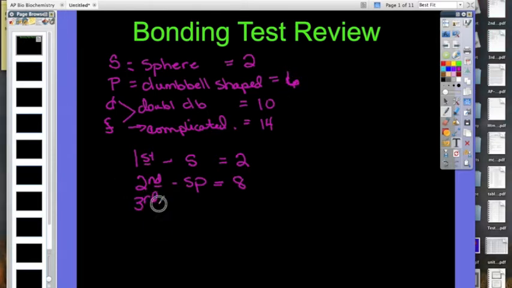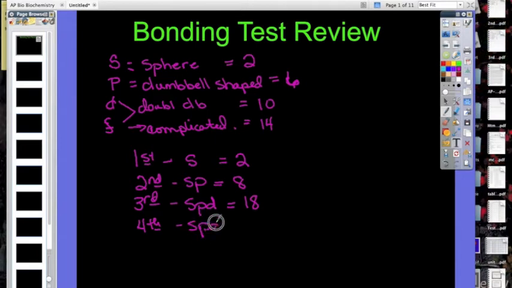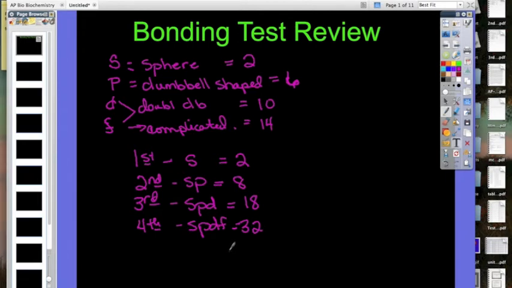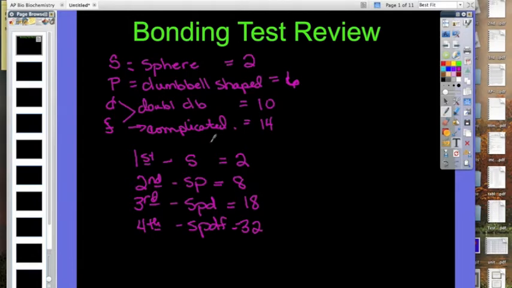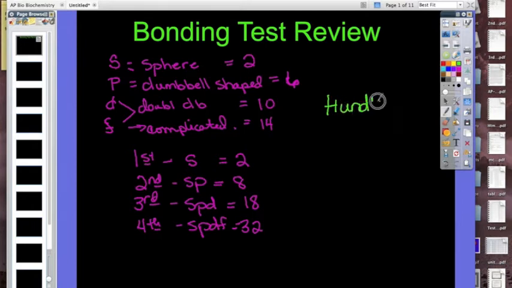In the third ring, we have an S, a P, and a D, which means 2, 6, and 10, so we have 18. And then in the fourth, we have S, P, D, and F, which gives us 32, and then so on. So you need to make sure that you understand how many electrons can be in a ring around the nucleus. And then we also had 3 of the rules when we were doing electron configuration that you need to go back and look in your notes and make sure that you know what they mean. You need to know what Hund's rule is.